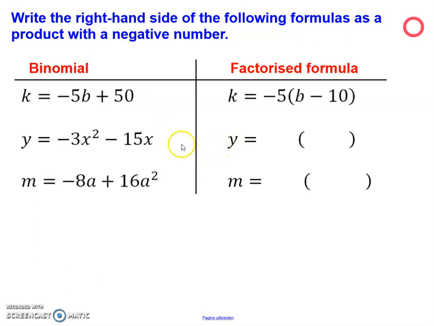So the last two examples. This one, we need to have a negative number outside of the brackets, and we can divide by minus 3. But also we can divide by x. Minus 3x times x is minus 3x squared. And the last one should be negative. Negative times positive is negative, so there should be a positive number, and this will become plus 5. So in all cases we have a negative number outside of the brackets.